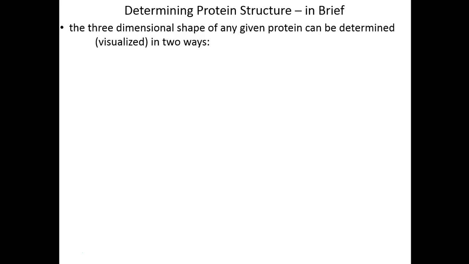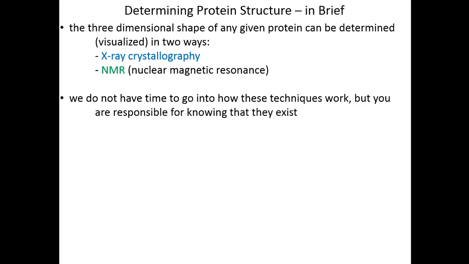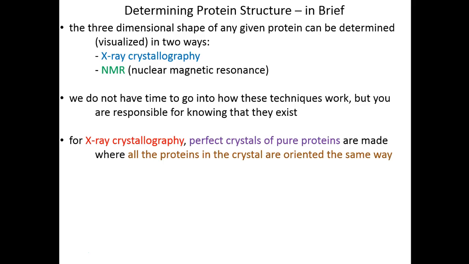The three-dimensional shapes of any protein can be determined, can be measured, kind of visualized, using two primary strategies. One is called X-ray crystallography, and the other is similar to the technology for magnetic resonance imagery in hospitals, MRIs. This is nuclear magnetic resonance, or NMR. Again, I don't want to go into severe depth of how these techniques work, but all I would like you to know is that they exist. X-ray crystallography and NMR are two different ways to measure and determine protein shape.